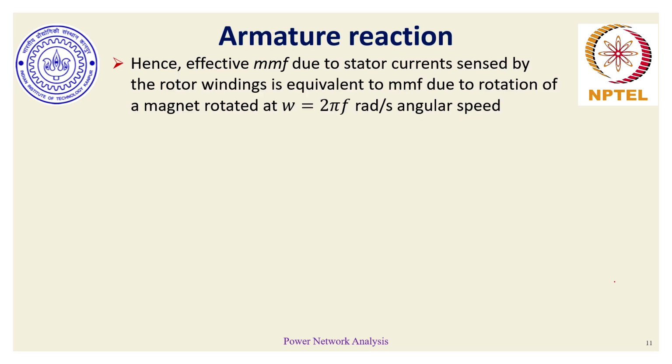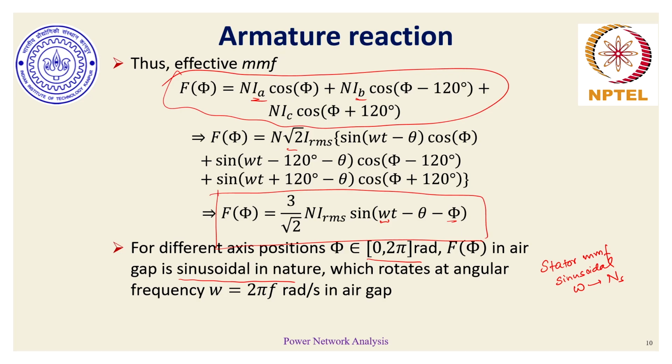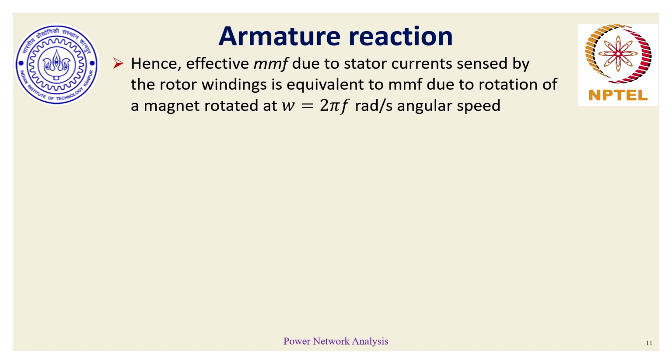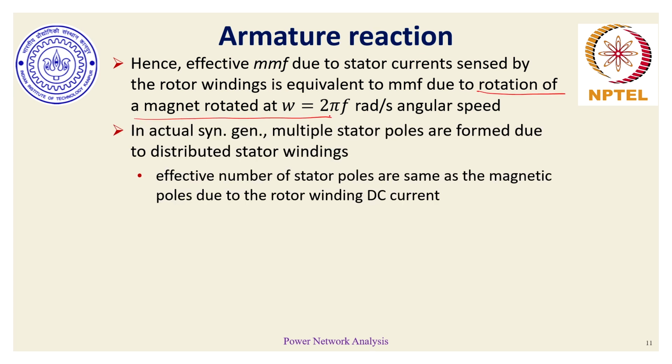So to summarize, the effective MMF, and that is where the armature is trying to react, is trying to show its own reaction by creating its own individual MMF in the air gap. So the effective MMF due to stator currents sensed by the rotor winding is equivalent to the rotation of a magnet which is rotating at omega radian per second.